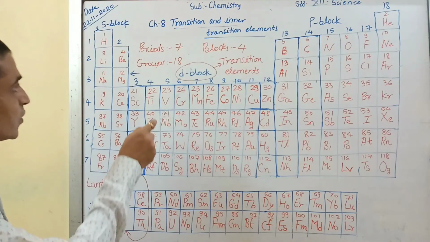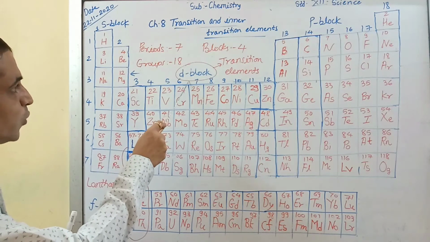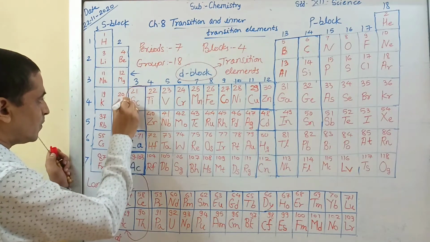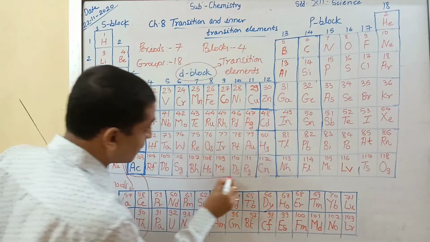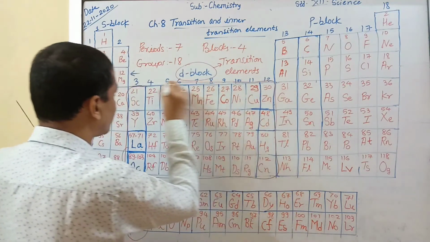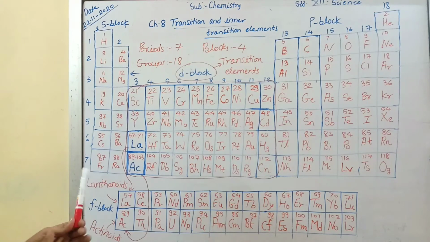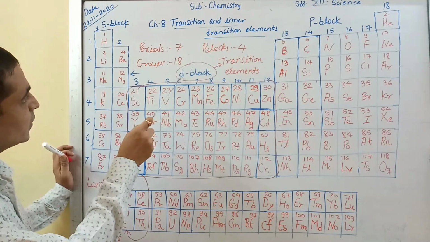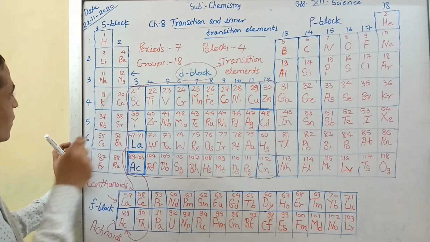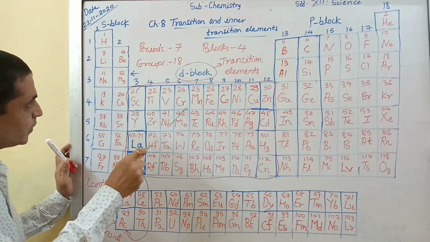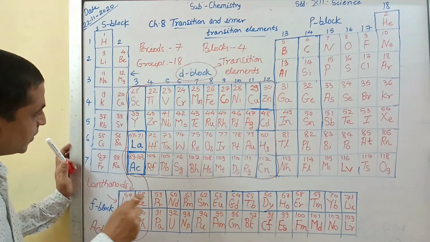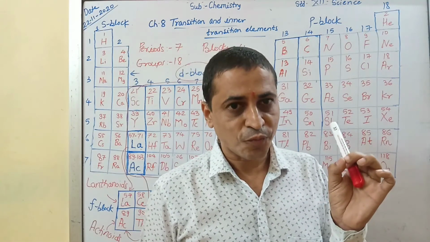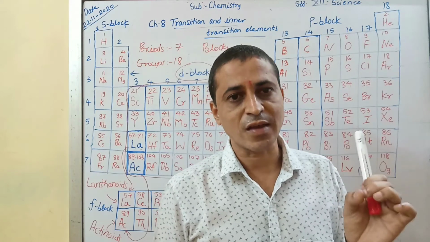Now come to these D block elements. See the position of the D block elements. I have shown them by red marker. These are D block elements. See where they are present: D block elements are present in the 4th period, 5th period, 6th period and 7th period.